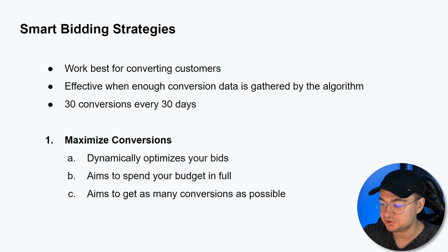Being a smart bidding strategy, it is going to dynamically optimize your bids for each auction to increase your chances of winning the most valuable ad placements for your business. The strategy aims to spend your budget in full and drive as many conversions as possible for your budget.